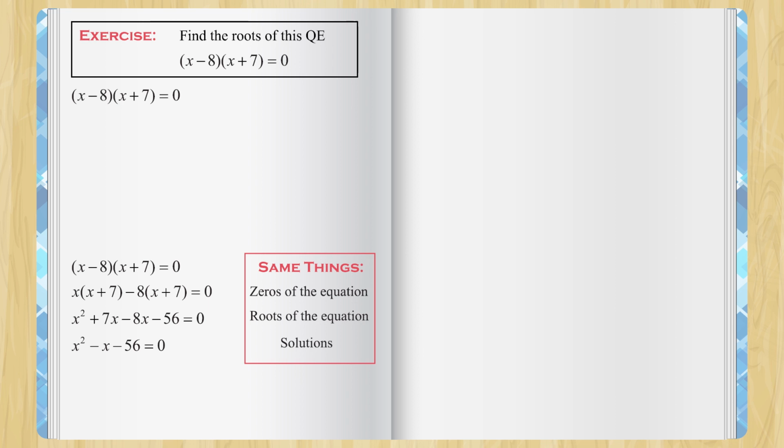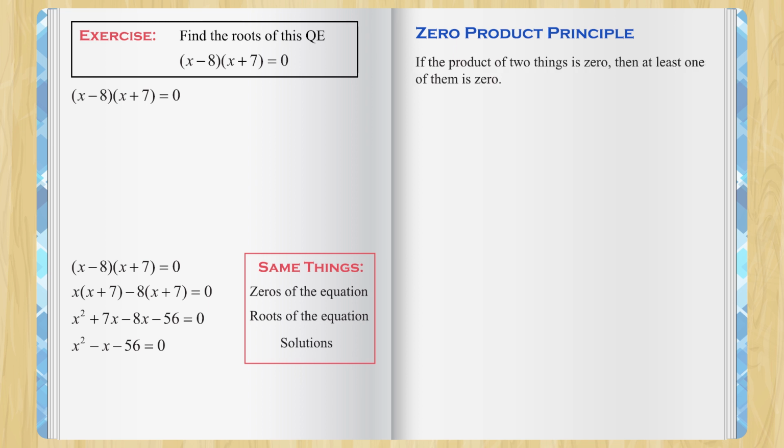(x minus 8)(x plus 7) equals 0. Whenever you have a quadratic equation in this form and you are supposed to find the roots or the solutions, what you have to do is apply a rule called the zero product principle. According to the zero product principle, if the product of two things is 0, then at least one of them is 0. This is the first thing multiplied by the second thing, and the multiplication is equal to 0. So according to this principle, either the first thing is equal to 0 or the second thing is equal to 0, which incidentally implies that both of them can also be equal to 0.